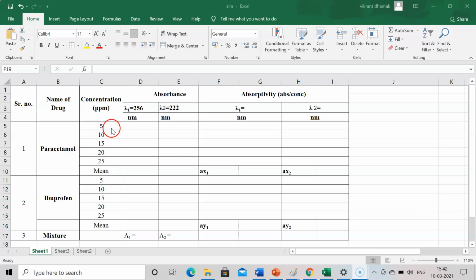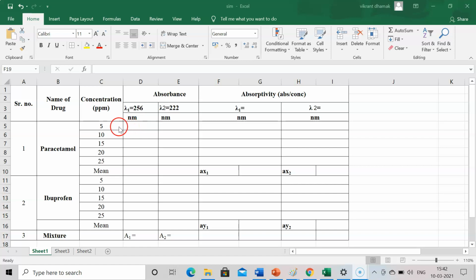Firstly, you need to record the lambda max of both the drugs with the higher concentration. Here the higher concentration is 25 ppm. You take that 25 ppm of both the drugs and record the lambda max of both solutions, and you will get this value, 256. Whatever is given by the machine, you put those values of lambda max 1 and lambda max 2. Here it is 222 for ibuprofen and 256 for paracetamol. So what I have got, I have put these values of lambda max.